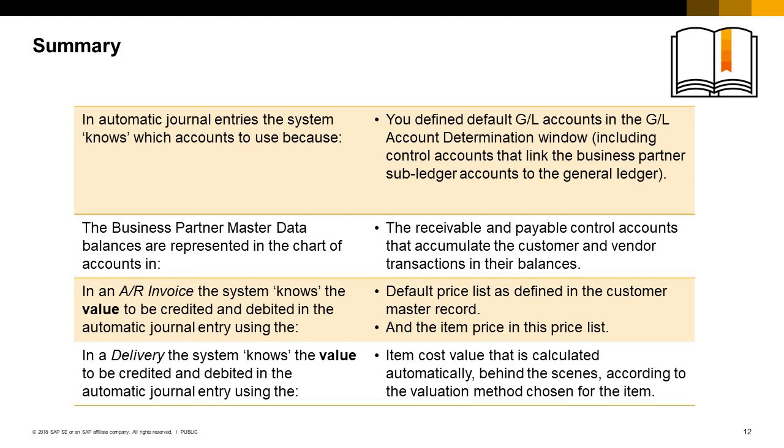These default accounts include control accounts that link the business partner subledger accounts to the general ledger. The business partner master data balances are represented in the chart of accounts in the receivable and payable control accounts that accumulate the customer and vendor transactions in their balances. In an AR invoice, the system knows the value to be credited and debited in the automatic journal entry using the default price list as defined in the customer master record and the item price in this price list. In a delivery, the system knows the value to be credited and debited in the automatic journal entry using the item cost value that is calculated automatically, behind the scenes, according to the valuation method chosen for the item.